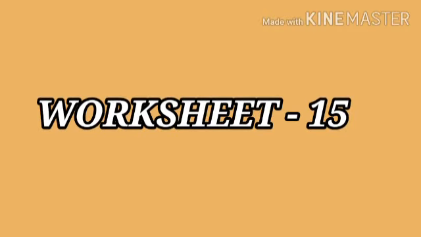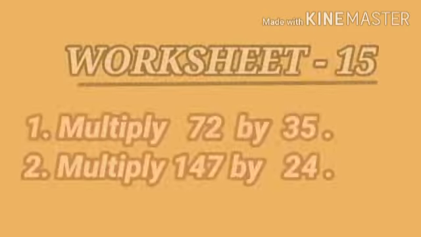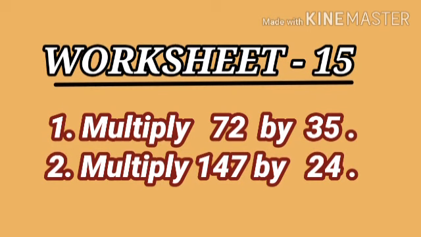Children, let us see the worksheet. In this worksheet, I give 2 questions. First one is multiply 72 by 35. Second question is multiply 147 by 24. So, please do this worksheet and get ready for the next class, and ask your doubts in the doubts session.